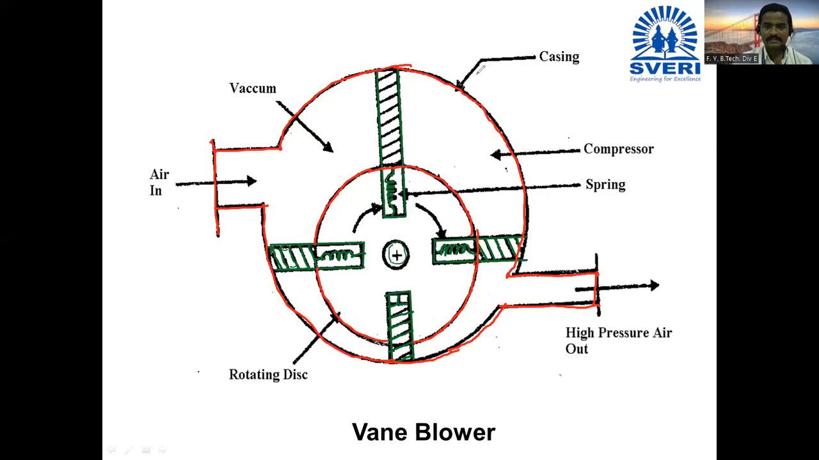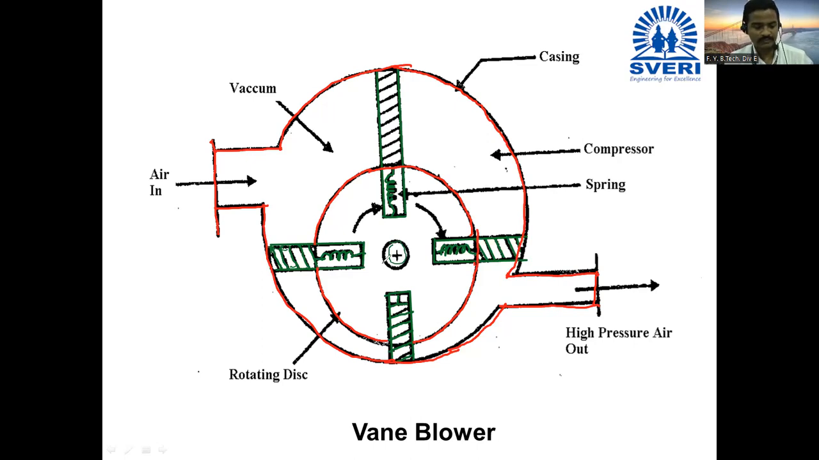Then there is a casing on the circular disc. There are slots provided in which spring loaded vanes are there. Then there is an inlet and outlet section. Through the inlet, air enters with low pressure, and through the exit section the pressurized air goes out. Now we have to understand how this vane blower compressor exactly works. Here, the center is a shaft.